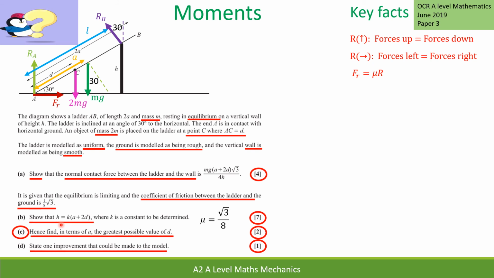So have a little think about it. What is the maximum value of h? Where will that occur and why is it the maximum? And then once you've got that, see if you can get an inequality using this answer here in part B, then create an equation in terms of D and A.